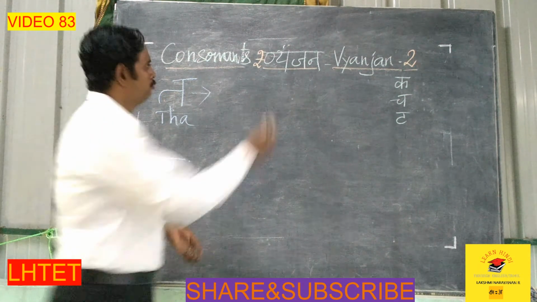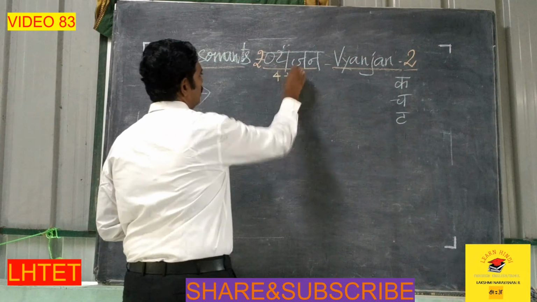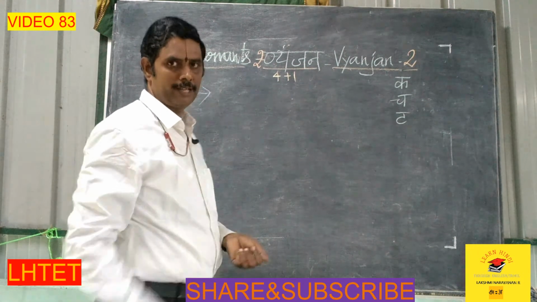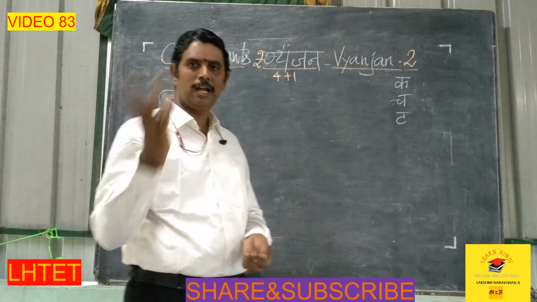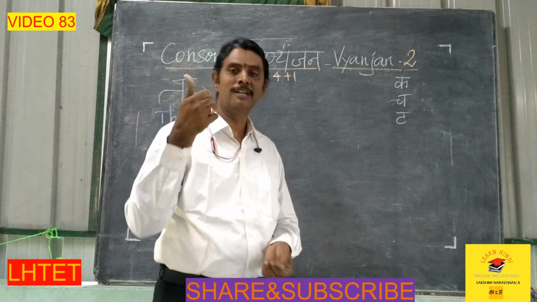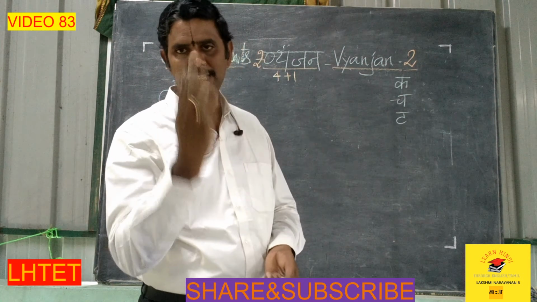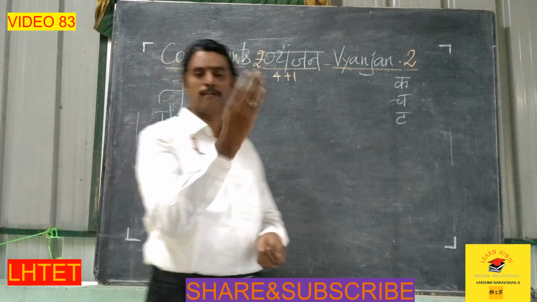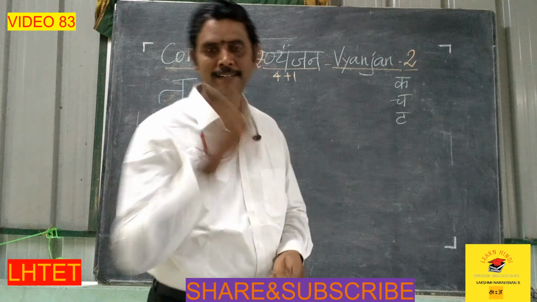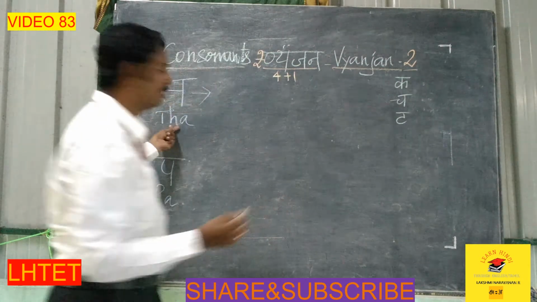Already I told you 4 plus 1. I think you have not forgotten. What is 4 plus 1? Ka, kha, ga, gha, 4, plus 1 nga. Cha, chha, ja, jha, 4, plus 1 nya. Ta, tha, da, dha, 4, plus 1 na. I am going to teach here ta varga.